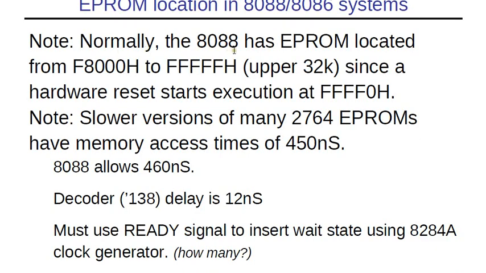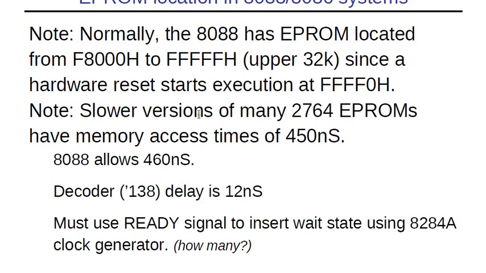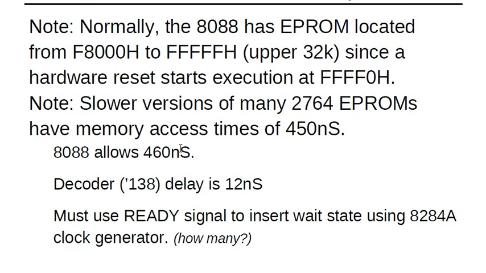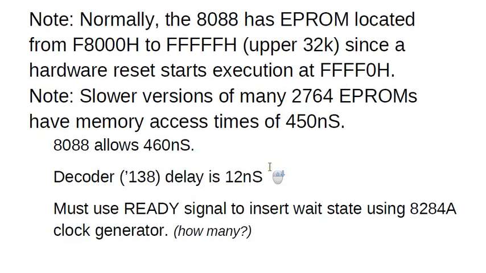Normally the 8088 has EPROM located from F8000 to FFFFF, which is up to 32 kilobytes, since a hardware reset starts execution at FFFF0H. Note that slower versions of many 2764 EPROMs have a memory access time of 450 nanoseconds, and the 8088 allows 460 ns.